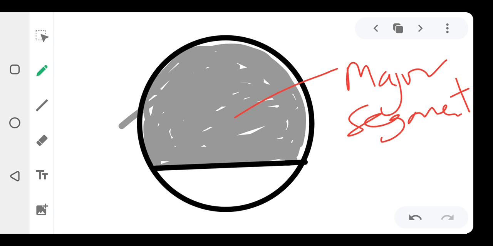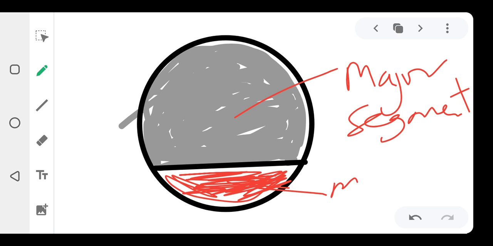And these are other words. Let me paint this side again. This is the other word, segment. That means the region inside is called a segment. But in this case, one is bigger than the other. So the bigger one is called a major segment, and the smaller one is called the minor segment. So that's just what we need to know.